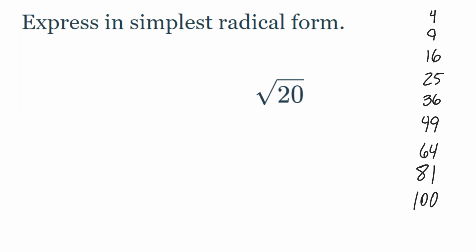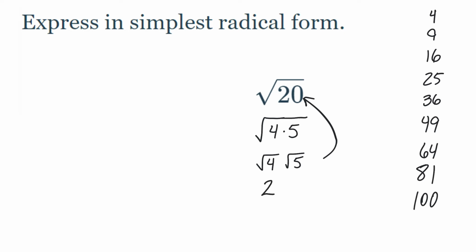As we look at this number, we're going to see if any of these values go into 20, and we hopefully recognize that 4 times 5 is 20. So as opposed to saying the square root of 20, we're going to write it as the square root of 4 times 5. Now, the way that radicals work, we can split this into 2 separate radicals, the square root of 4 times the square root of 5, and this is still equivalent to the square root of 20 that we saw at the beginning. When we split these, this allows us to take the square root of the number 4, which does have a perfect root, and the square root of 4 is 2.